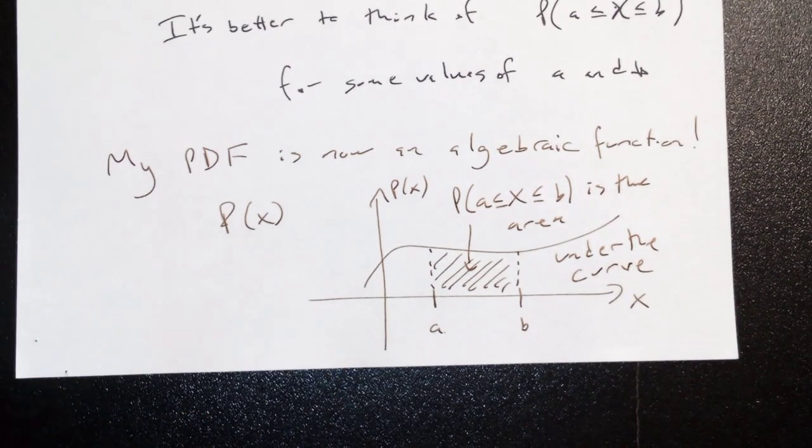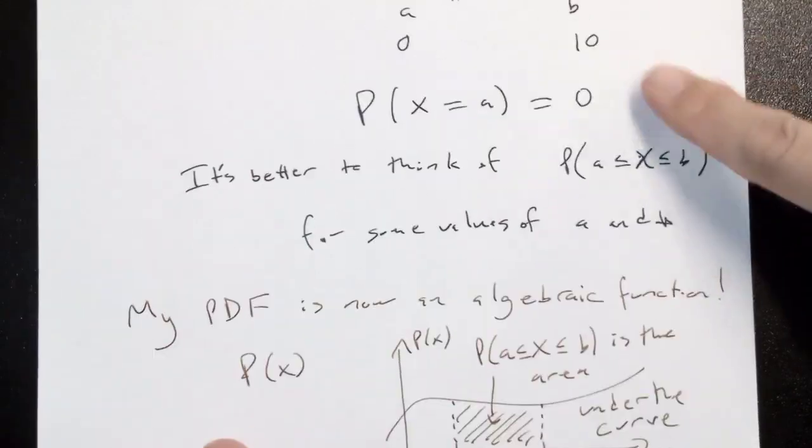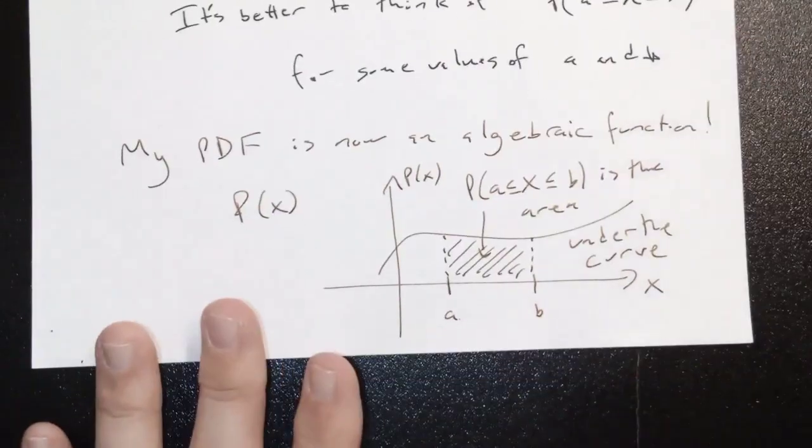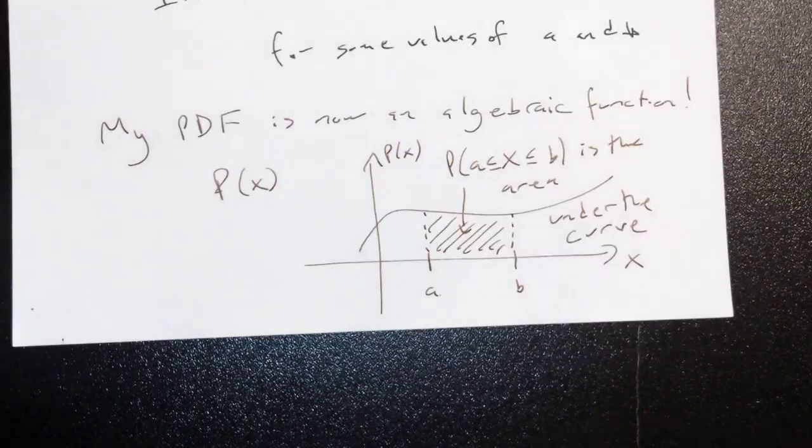Now this, I think, helps me understand why the probability of getting exactly a particular number is 0. Because you have an area that starts here and ends here. How much area is under the graph right at this little spot? There's no area there. The left edge and the right edge are the same thing. I can't make an area. So that helps me justify this claim that each individual spot is a 0.